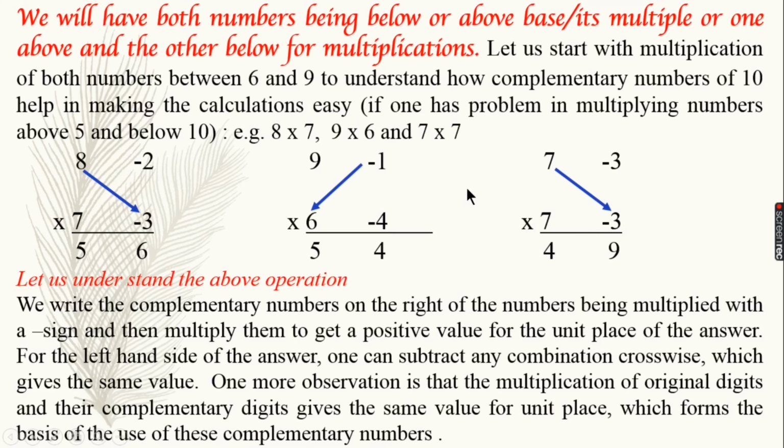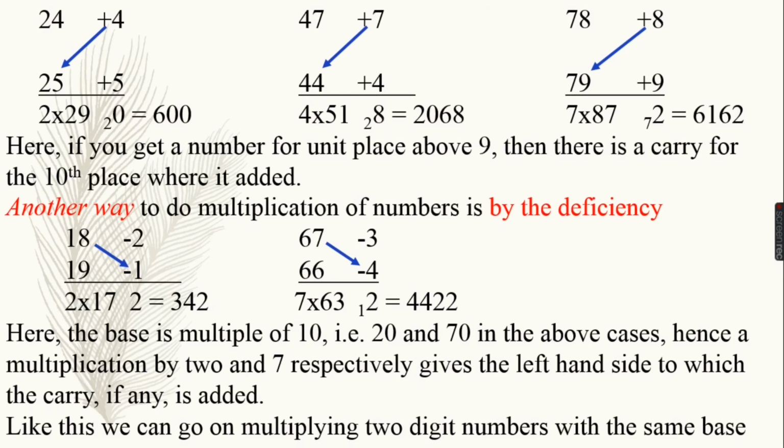That is simply how we understand this method and how it would help us in multiplying numbers above 10. Here I have divided these numbers into those that are both above a particular base multiple, both below a base multiple, and one above the base and the other below the base. First we have some examples of both numbers being above a certain base.